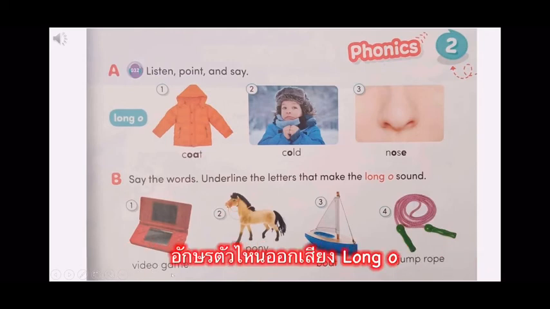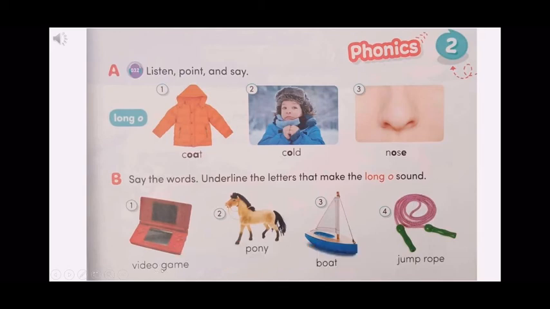So which letter sounds long O? We have the O. So you underline this. Next, number 2. Pony. Number 3. Boat. Number 4. Rope. Jump rope. O and E. Here O A. Okay, now let's go on.